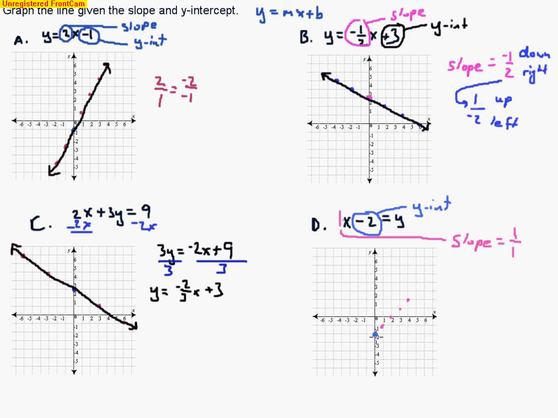You could also go the other way: down to the left, down to the left, down to the left, and you're still on that line. Well, we go ahead and draw a line between those points, and we've got our answer. There it is, the graph.